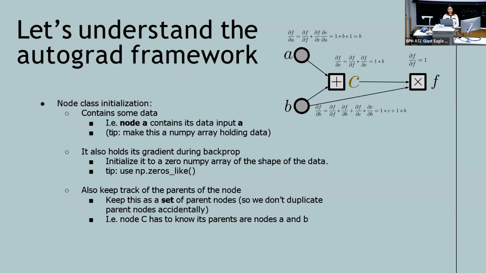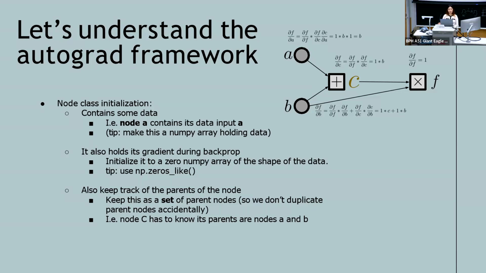And also, we know that in the backward propagation, each node will be computing the gradient for f with regards to a, for example. So for each node, we also need to hold its gradient during the back propagation. It will also be a NumPy array of the same shape as the data. But because we are accumulating the gradients, we will first initialize the gradient array to be 0.